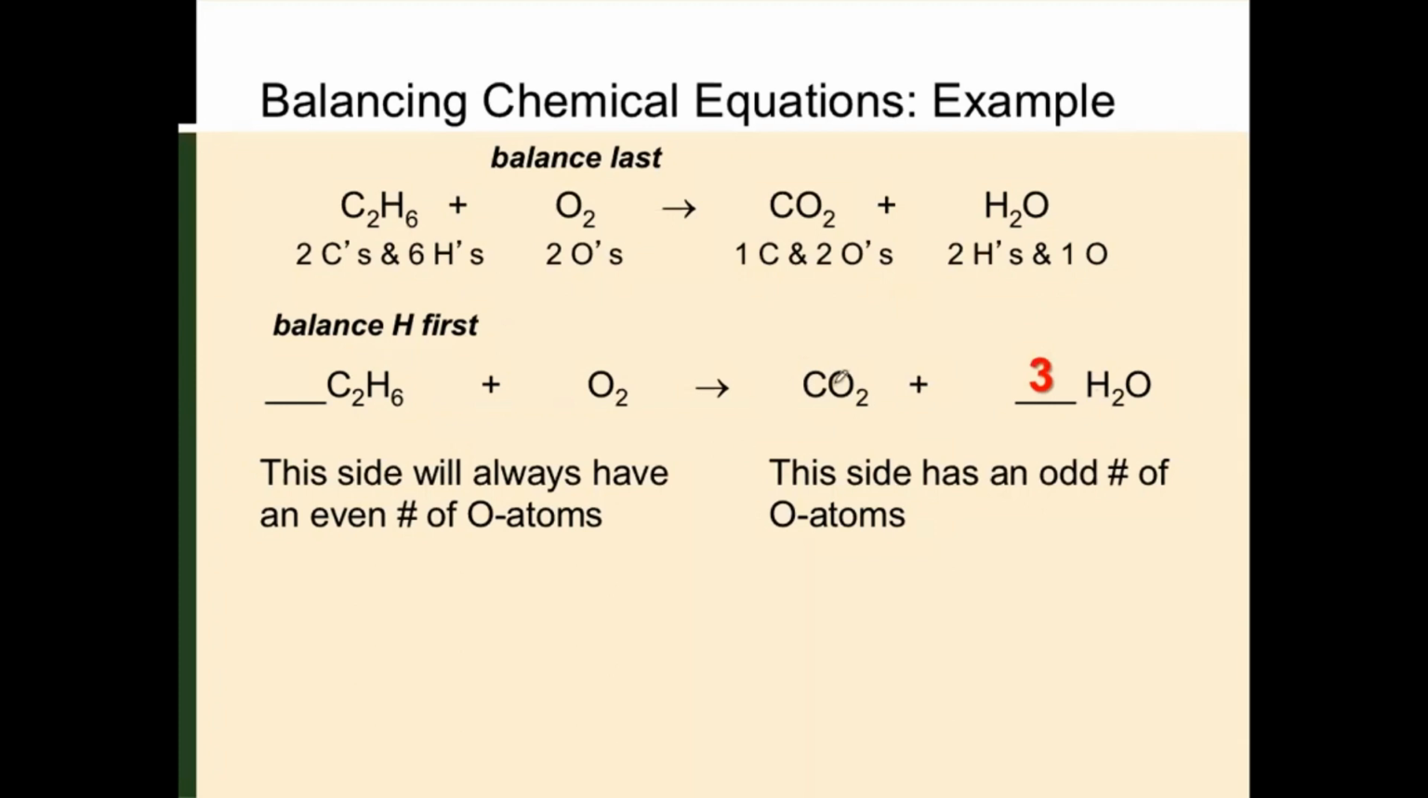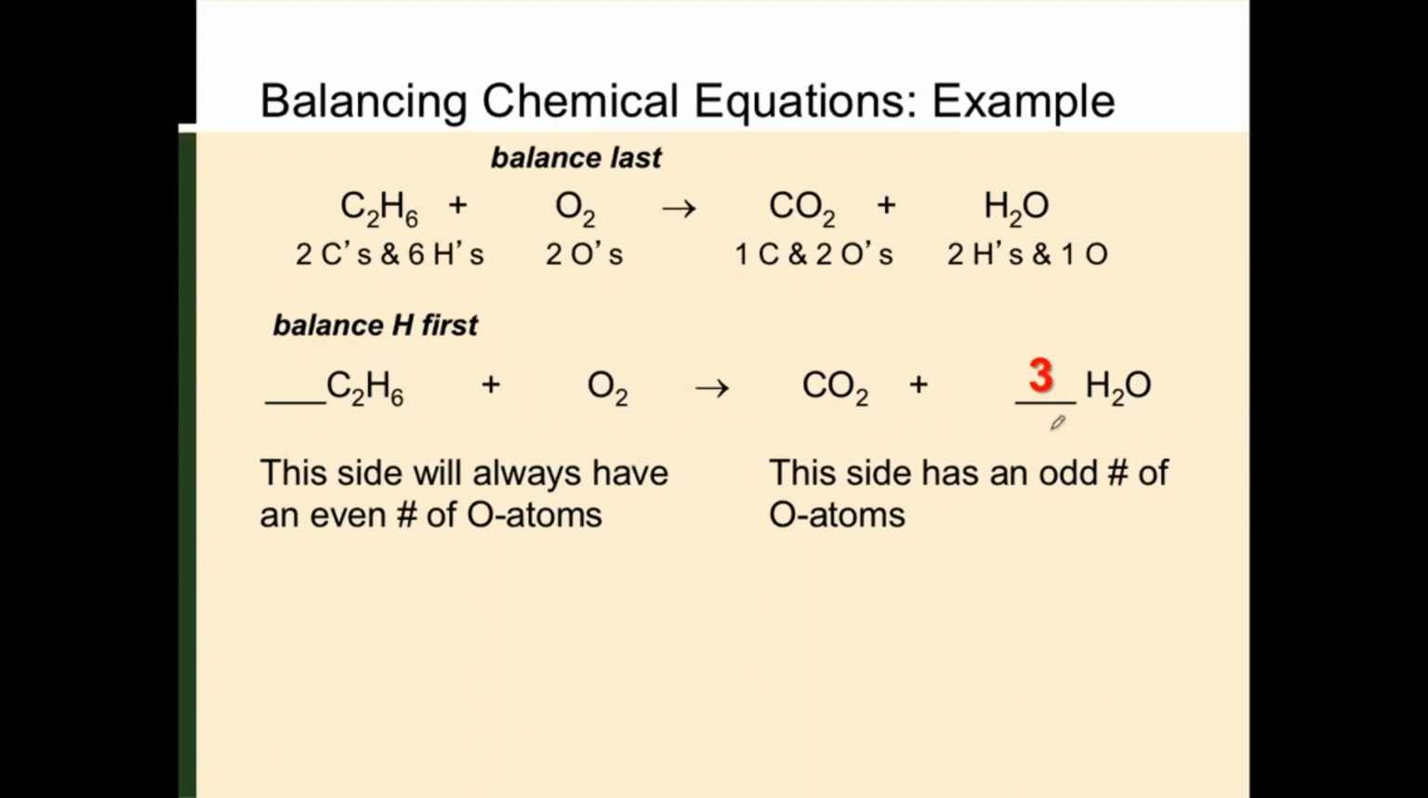There are no hydrogens in our carbon dioxide, but there are 2 in our water. So if we put a stoichiometric coefficient of 3 here, then we'll end up with the same number of hydrogens on our product side as we do on our reactant side. However, this gives us a new problem.